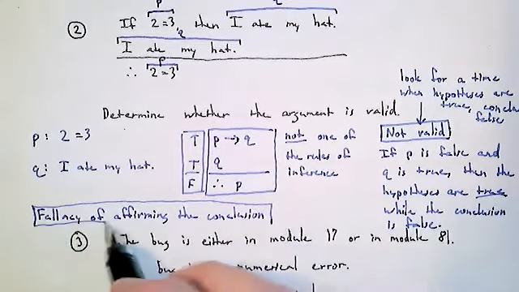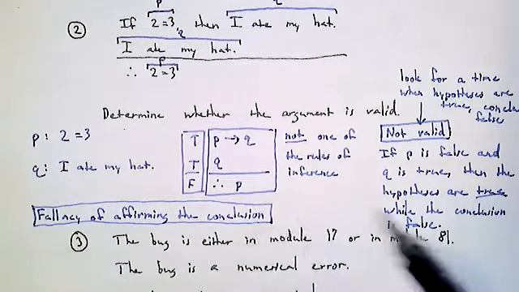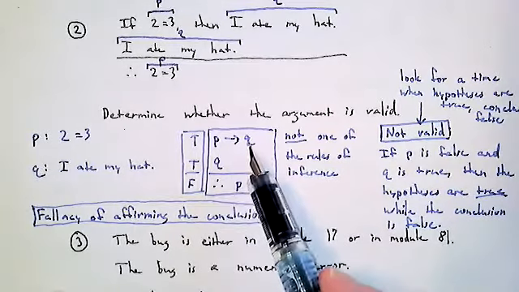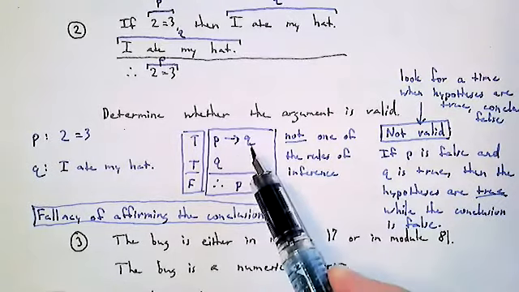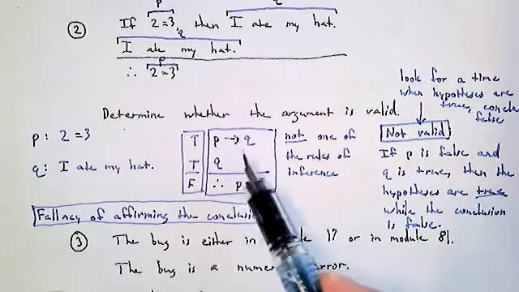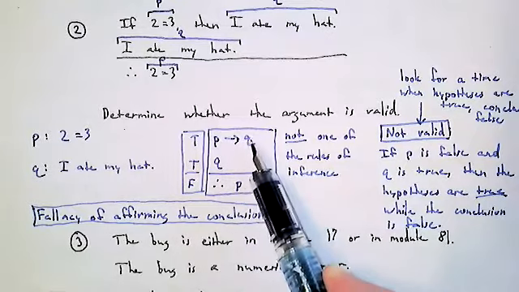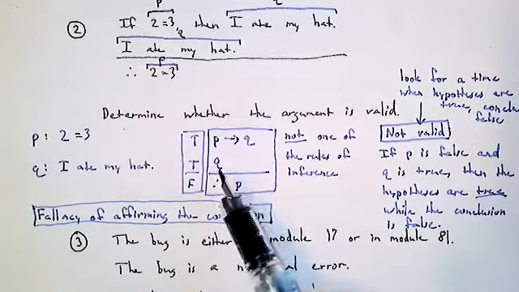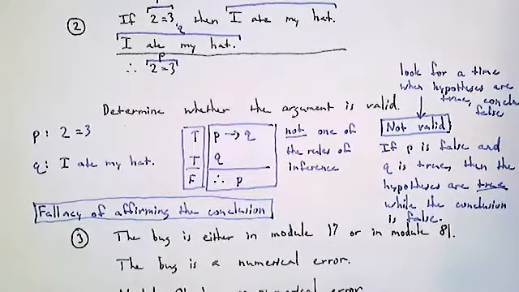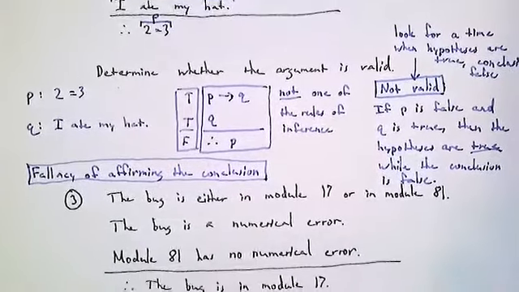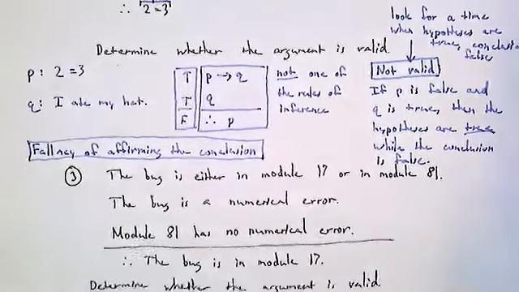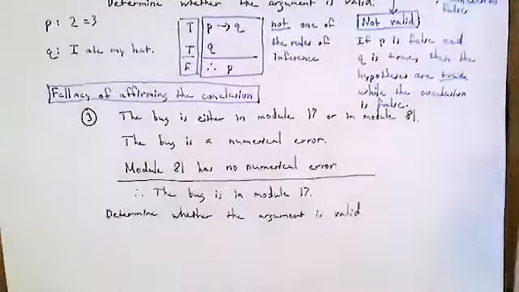And the reason why it gets this name is that Q is your second hypothesis here. You're affirming that the conclusion is true. So this is a conditional statement with a conclusion, and this affirms the conclusion. Okay, and we have one more example here.